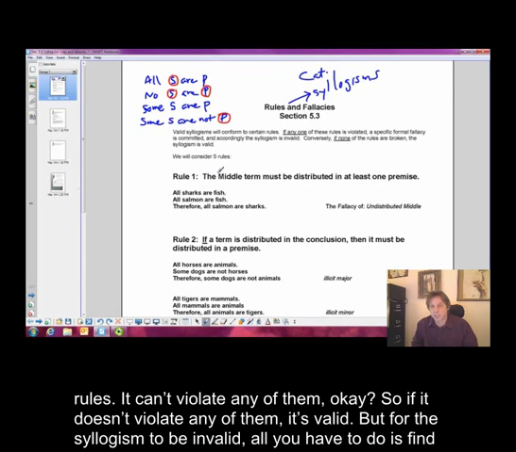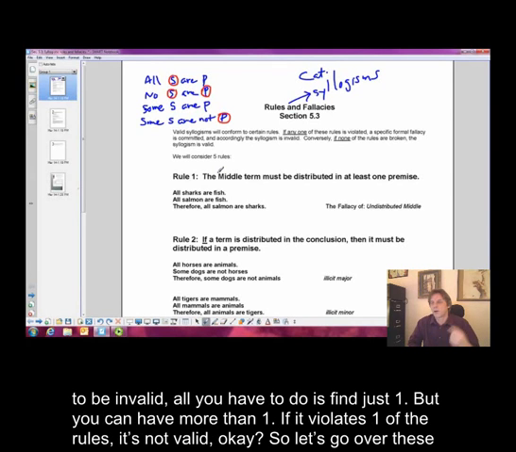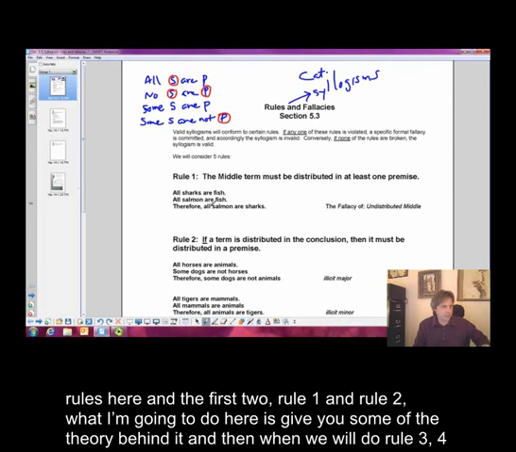But for the syllogism to be invalid, all you have to do is find just one rule it could violate, though it can violate more than one rule. Okay, so you get that? For it to be valid, it can't violate any of them. For it to be invalid, all you have to do is find just one. If it violates one of the rules, it's not valid. Okay, so let's go over these rules here.